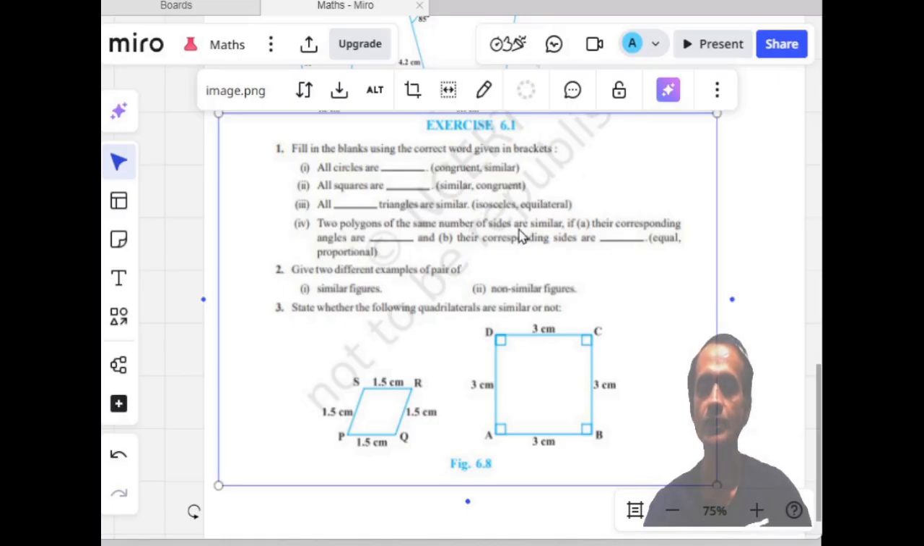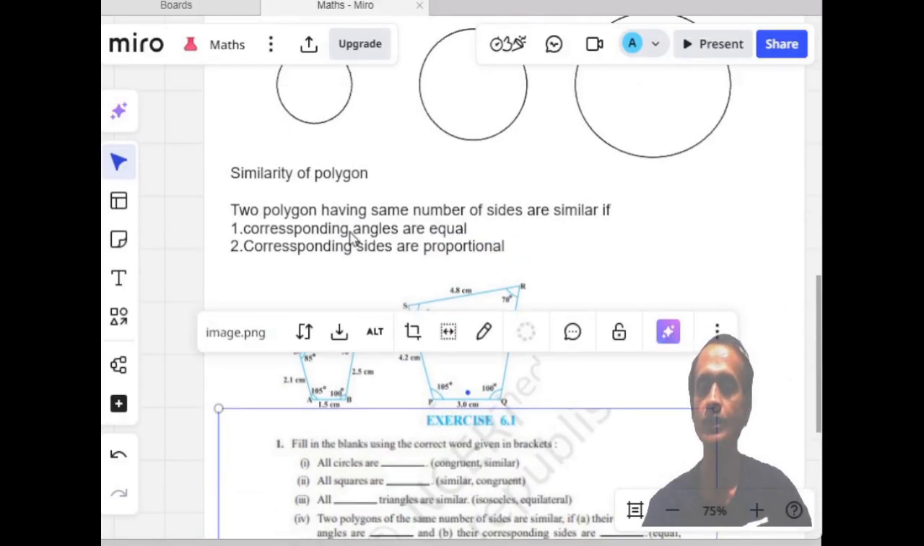Two polygons of the same number of sides are similar when their corresponding angles are equal and their corresponding sides are also equal or proportional. No, it is proportional. Give two examples of pairs of similar figures and non-similar figures. This you can give. Whether these quadrilaterals are similar or not, to check the similarity, we'll go to our two basic criteria. Corresponding angles should be equal and sides should be proportional, not equal, but proportional.